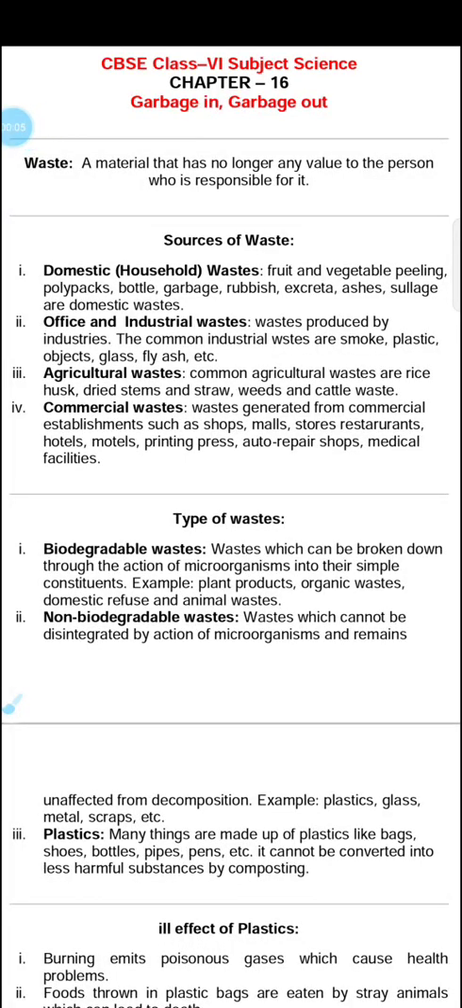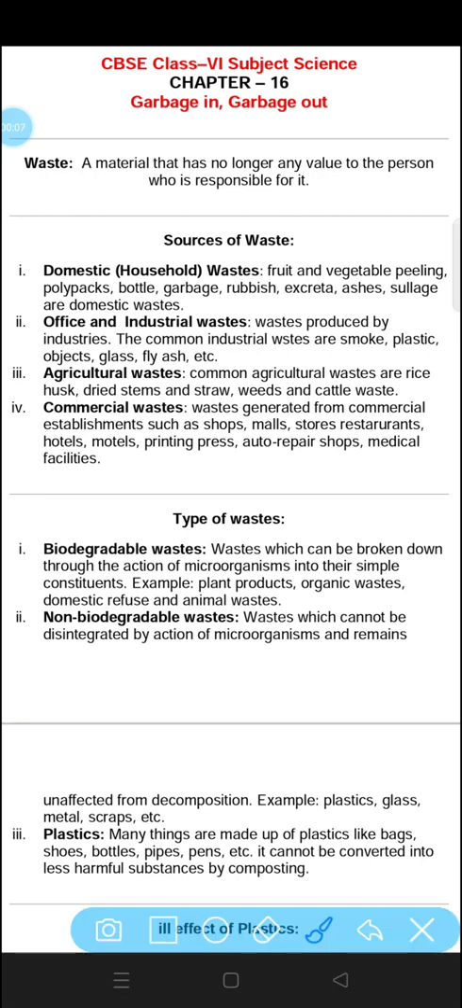Today we are going to discuss a new chapter, that is garbage in, garbage out. First of all, we will start with the definition of waste. A material that has no longer any value to the person who is responsible for it is called waste. We generally used to say that this is waste, we should throw it. So, this is what a waste is. If any object is not for our use, we used to consider it as waste.